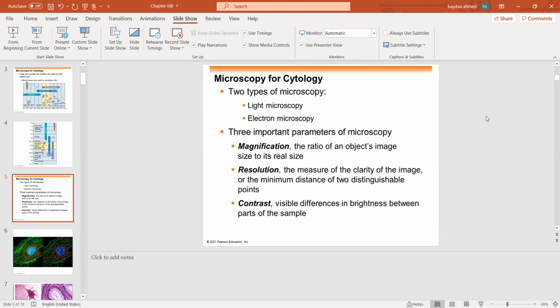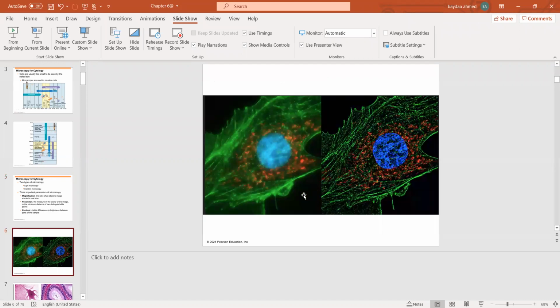We have resolution. Resolution is a measure of the clarity of the image. It's the minimum distance two points can be separated and still be distinguished as two separate points. You can see here that magnifying without resolution is nothing. The resolution barrier was overcome when they discovered the electron microscope. At that time they revealed the internal structure of the cells. You can see the organelles inside the cells.